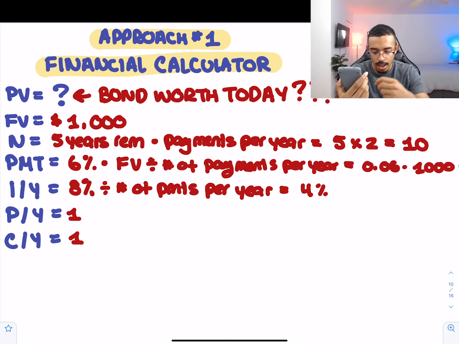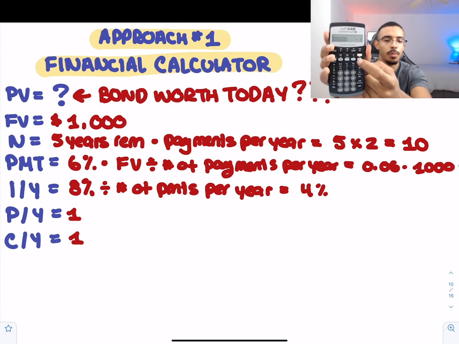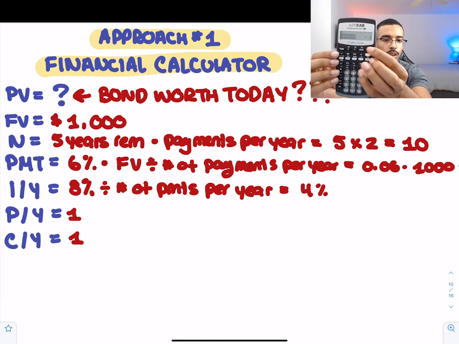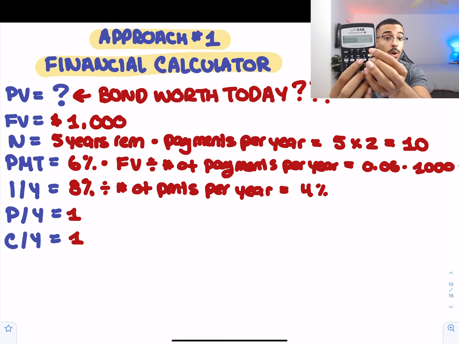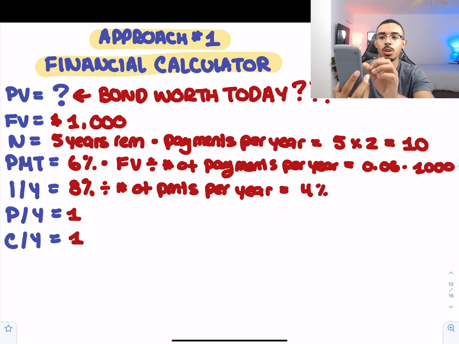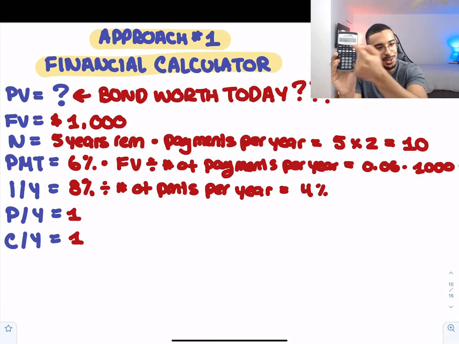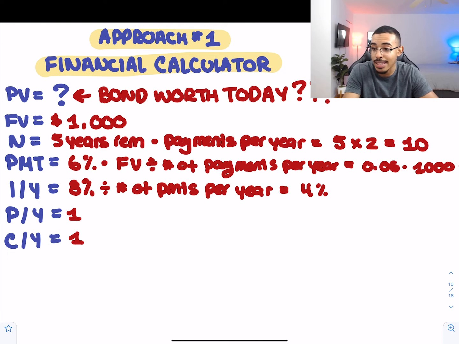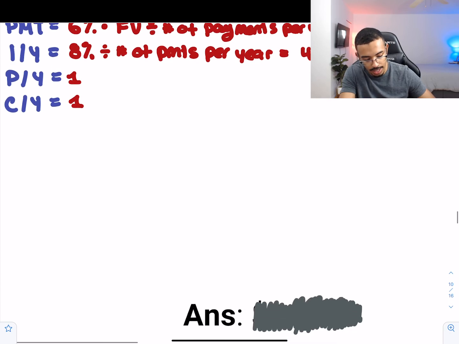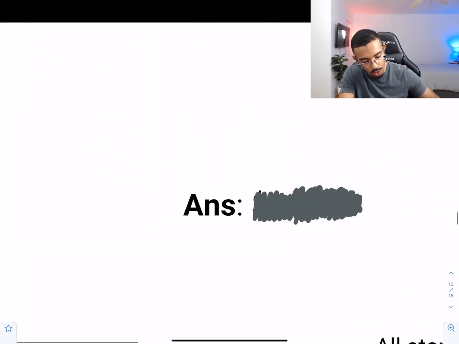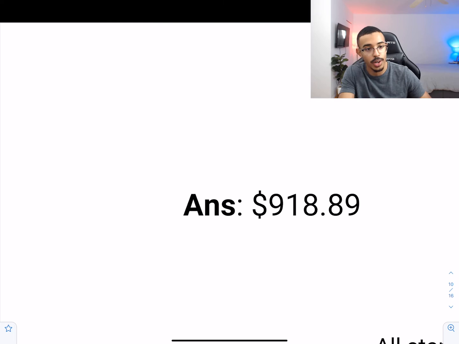And then we know that we have our N, although I'm pretty sure we already did it. I'm going to do it again for the sake of being good. Because we're seeking our present value, we want to know what our bond is worth today, you're going to press compute, then you're going to press present value. And that's going to give you the following amount. Now, this is reversed for you, but for me, it's 918.89. And that's the answer here. As you can see, the answer is right there.